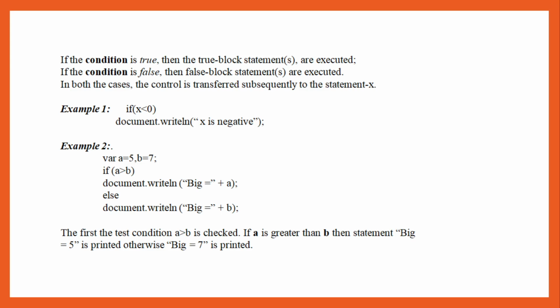Here in this example I have taken a as 5 and b as 7. 5 is greater than 7, the condition is false. So it goes to the else part, that is, it will print b. First it tests the condition a greater than b. If a is greater than b, then the true block statement will be executed, or else the false block statement will be executed. If the condition is true, a will be printed. If the condition is false, the b value is printed.